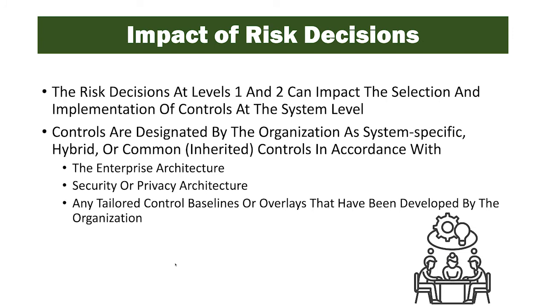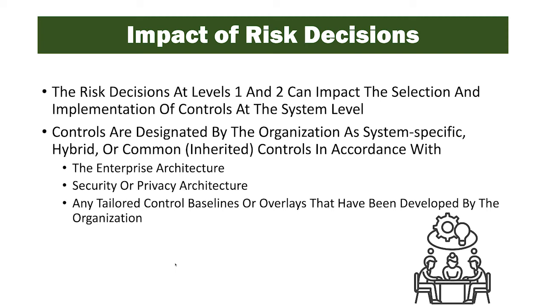The risk decisions at levels 1 and 2 can impact the selection and implementation of controls at the system level, or level 3. Controls are designated by the organization as system-specific, hybrid, or common, or what we refer to as inherited controls, in accordance with the enterprise architecture, the security or privacy architecture, and any tailored control baselines or overlays that have been developed by the organization.